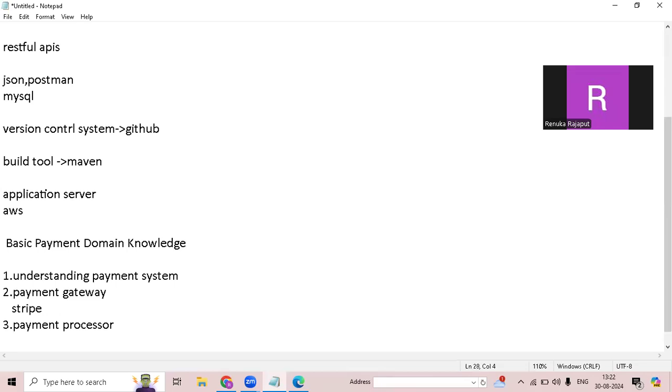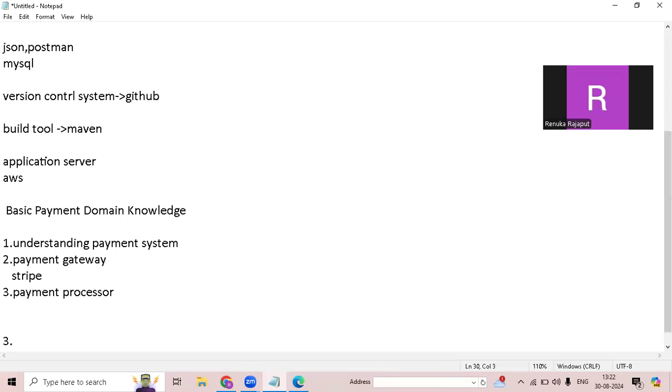So it will handle the authorization. The payment processor also ensures the transaction complies with security standards and regulatory requirements. So it is an important part of here. And also next one, third one is payment methods.